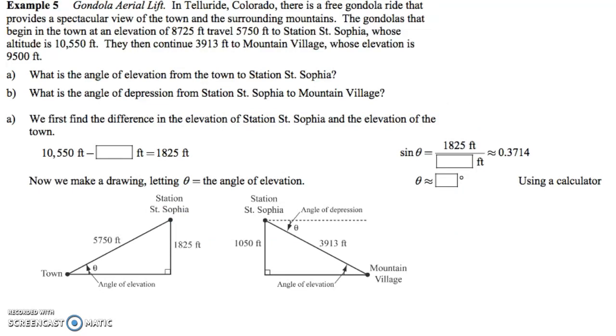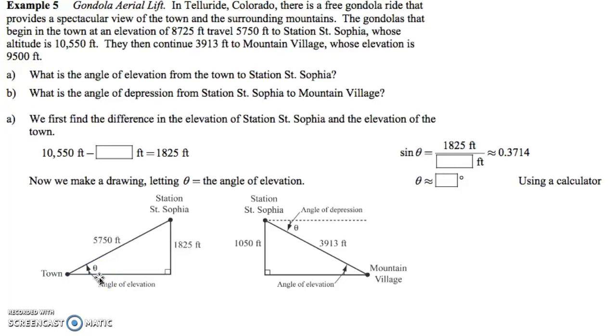In Telluride, Colorado, there is a free gondola ride that provides a spectacular view of the town and the surrounding mountains. The gondolas that begin in town at an elevation of 8,725 feet travel upward 5,750 feet to Station St. Sophia, whose altitude is 10,550 feet. They then continue 3,913 feet to Mountain Village, whose elevation is 9,500.